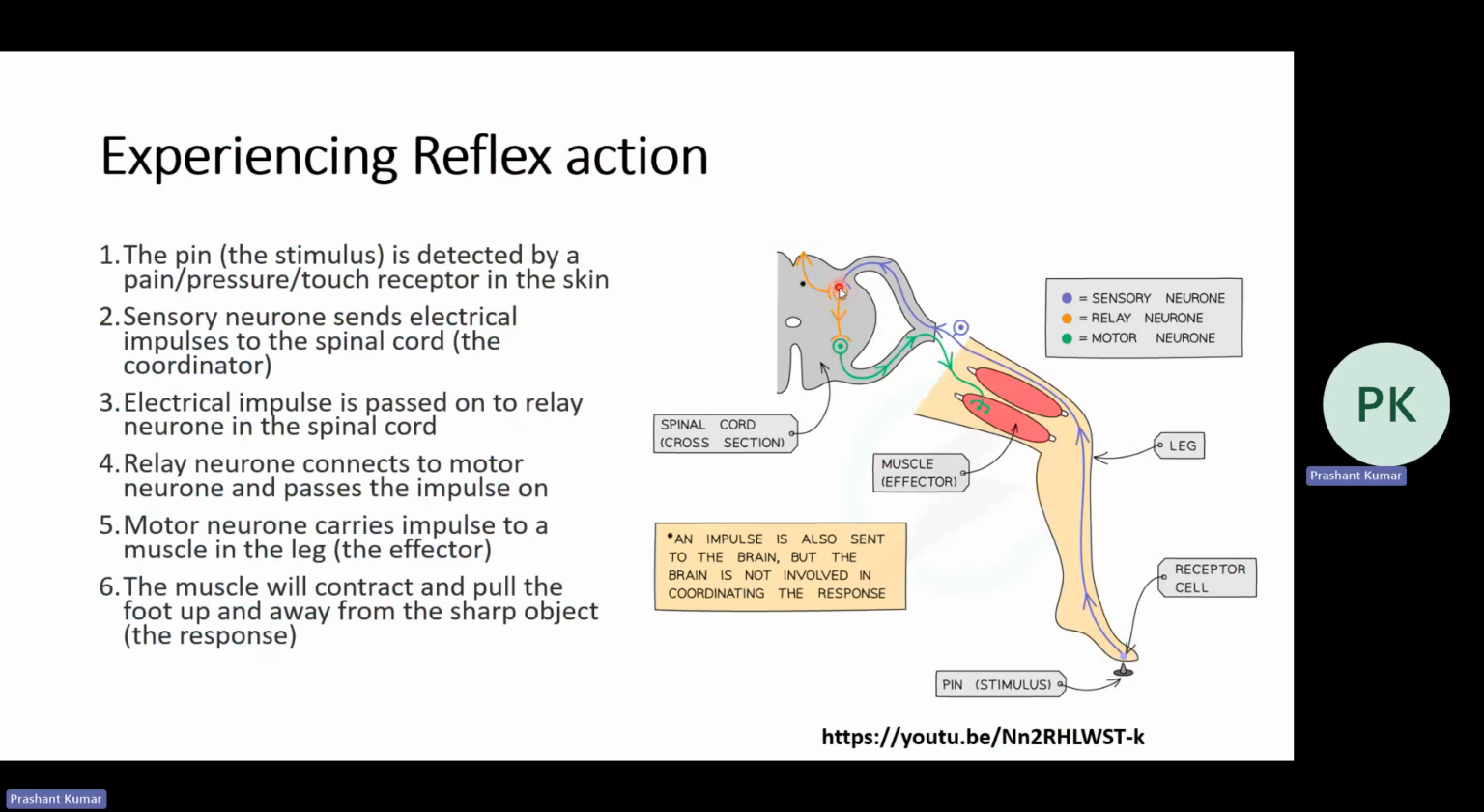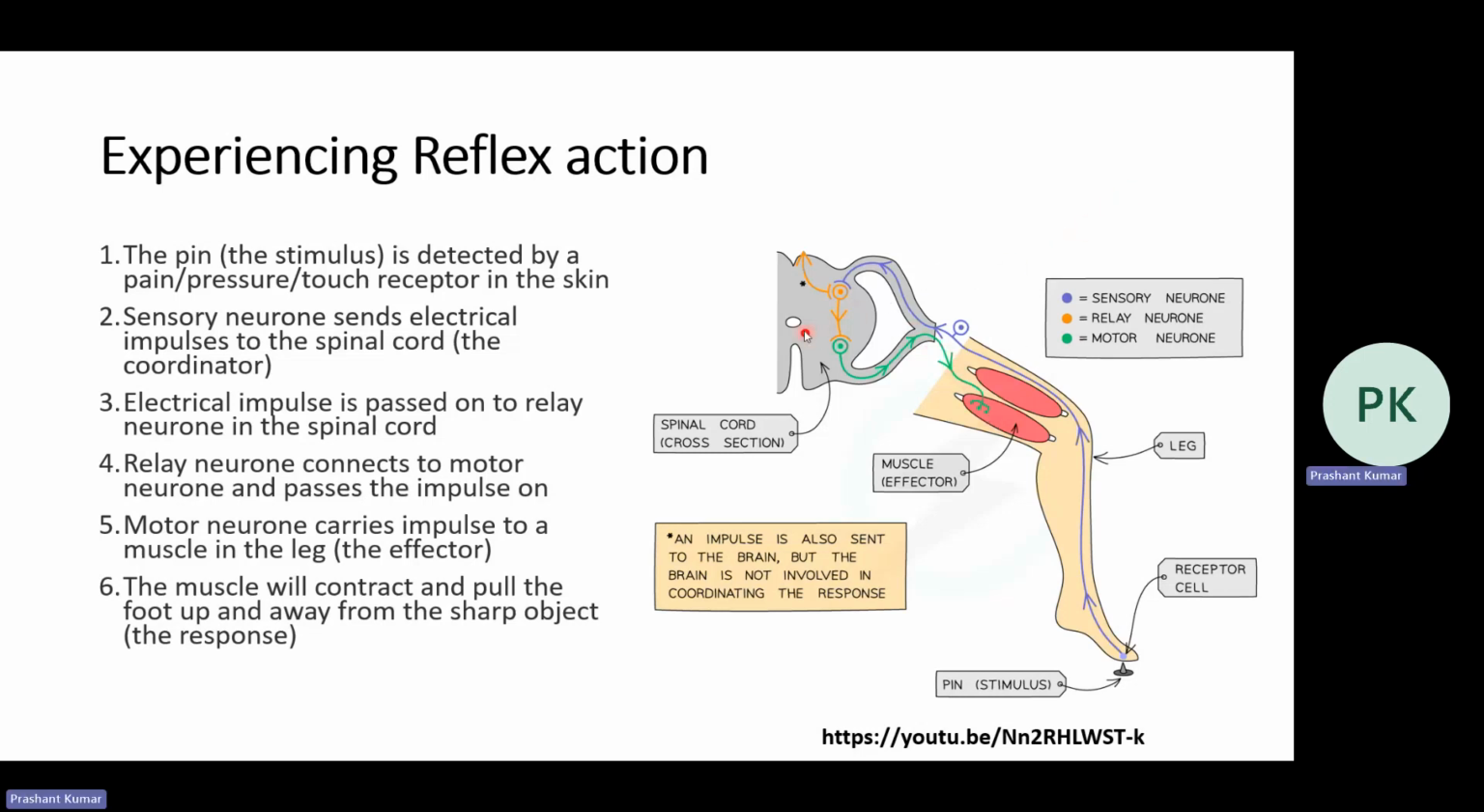Next, the electrical impulse passes to the relay neuron, which is present in the spinal cord. Then the relay neuron connects to the motor neuron, the green one, and passes the impulse on to it. The motor neuron carries the impulse to the muscles in the leg. That's why you pull your leg, right? So the pulling is the appropriate response.